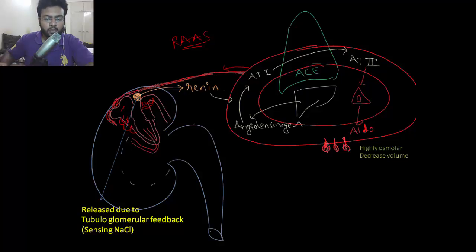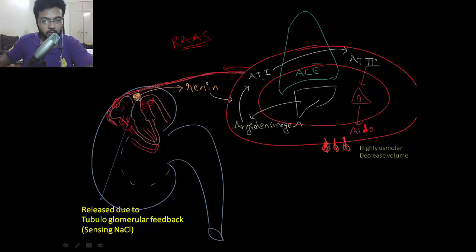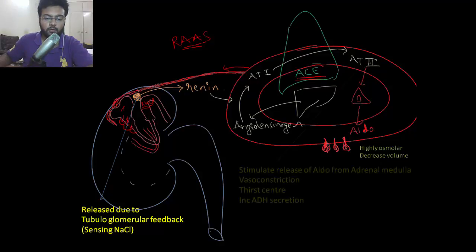by juxtaglomerular apparatus. Now once renin is in circulation, it will convert angiotensinogen into angiotensin 1. Angiotensinogen is secreted by liver and it is already present in the circulation. Angiotensin 1 will be converted into 2 by angiotensin converting enzyme, which is present in the microcirculation of the lung. Now angiotensin 2 will do the following function.